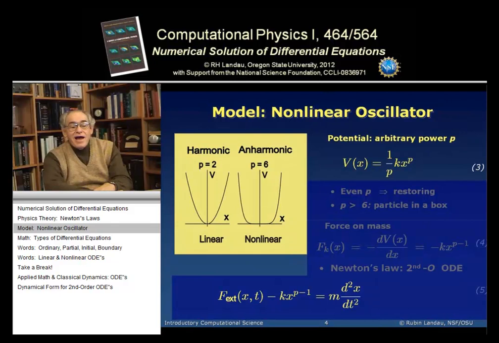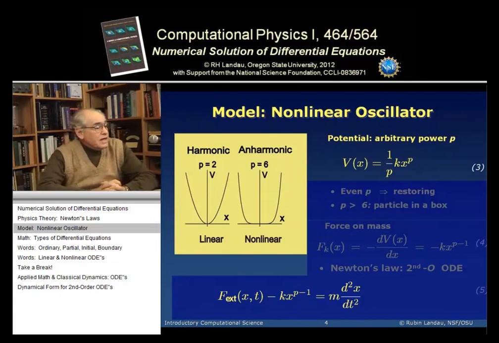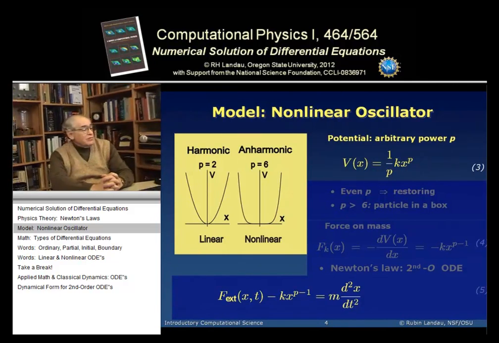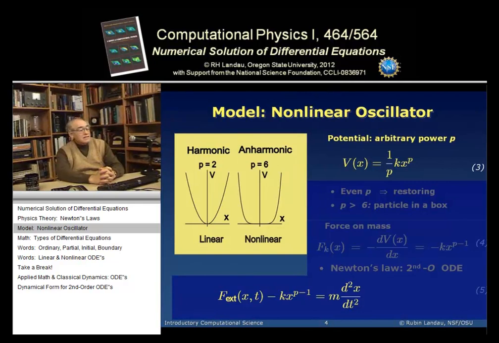So let's look now at slide number 4, which gives a real concrete example of the kind of potentials we want to solve. Okay. So as I've been threatening you, we will not do harmonic oscillators because everybody else has done that, and then you don't need a computer. So let's be arbitrary. Let's take as our potential the potential given here as equation 3. V of x is 1 over p, whatever power that is, some constant k, something like the spring constant, times the position x to the power p.